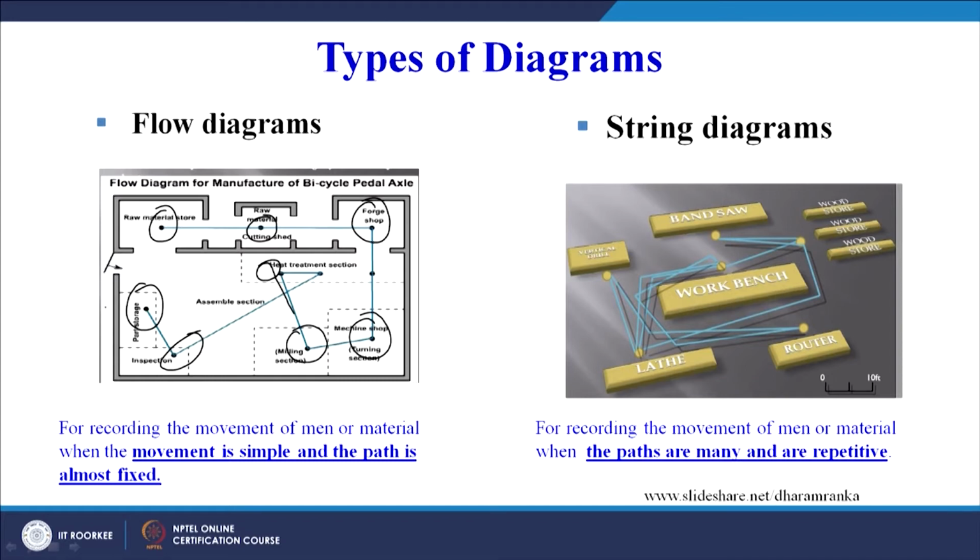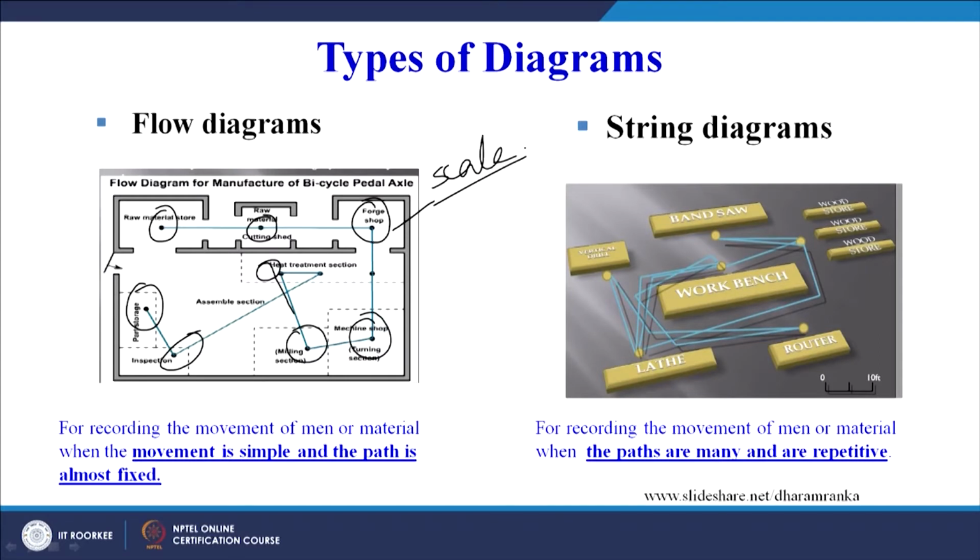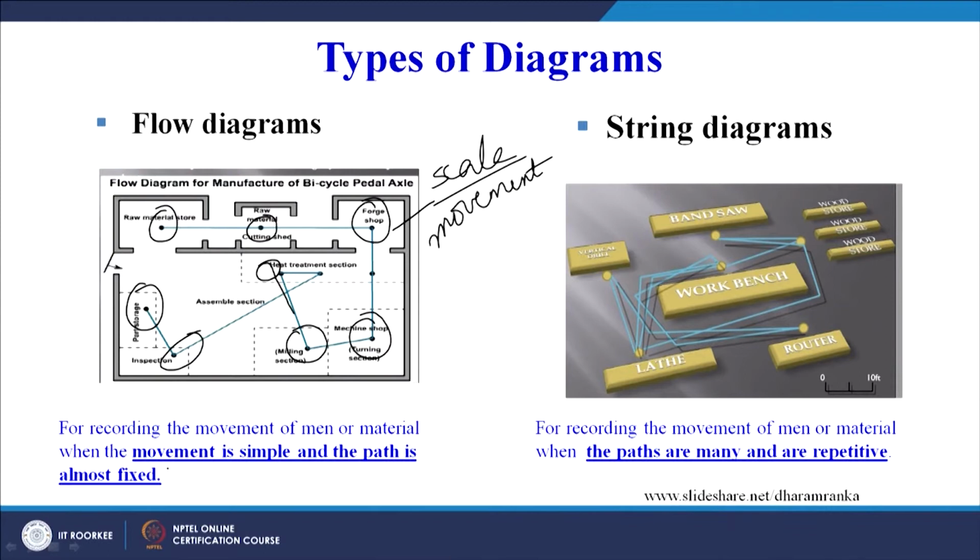So here we can see from which shop to where the material is moving, and this can be prepared as per scale also. If we prepare it as per the scale, we can very easily calculate the movement in terms of meters or maybe centimeters, depending upon the size of the layout. So we can very easily record the movement of men and material with the help of a flow diagram. Here we do not see much congestion, it is just depicting the flow of material for the manufacture of a bicycle pedal axle. For recording the movement of men and material, when the movement is simple, the path is almost fixed. So in this case it is a simple movement only.